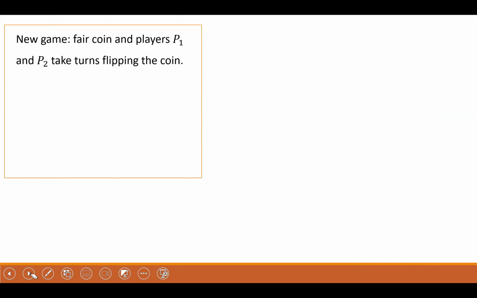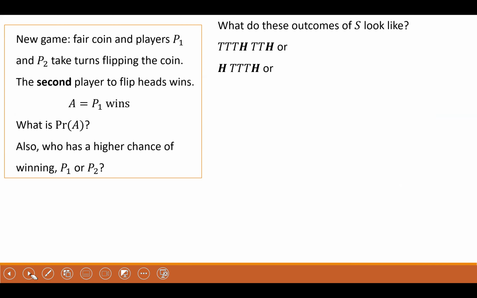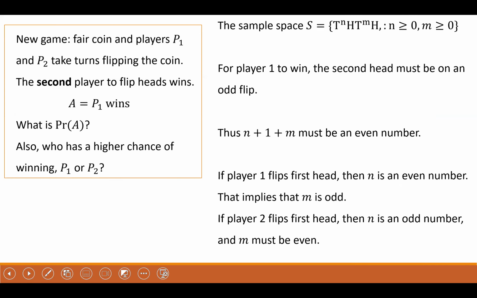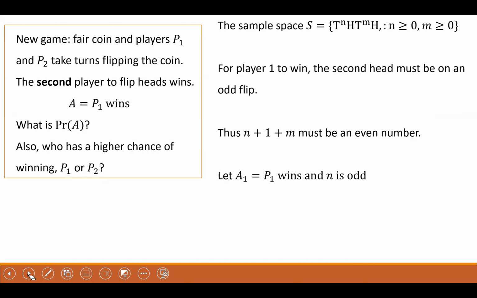All right, let's take it a step further. We're gonna skip this stuff. We're gonna go to an easier version. So this is basically, I have a new game. The new game is player 1 and player 2 take turns flipping the coin, and the second player to flip heads wins. Okay, so now I have a similar sample space, not quite the same, because the first player to flip heads, that does not stop the game. The second player to flip heads, that's what stops the game now.